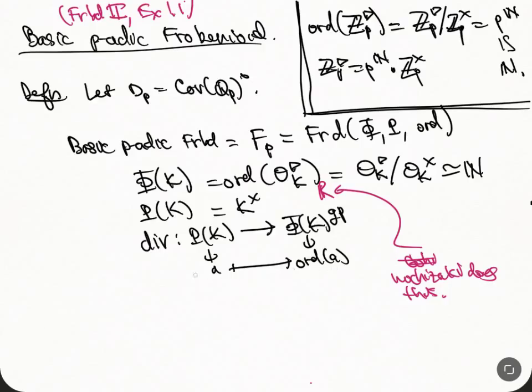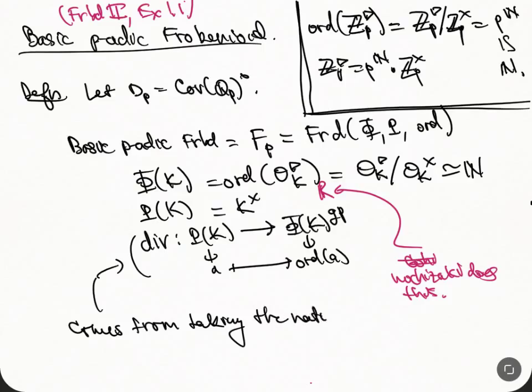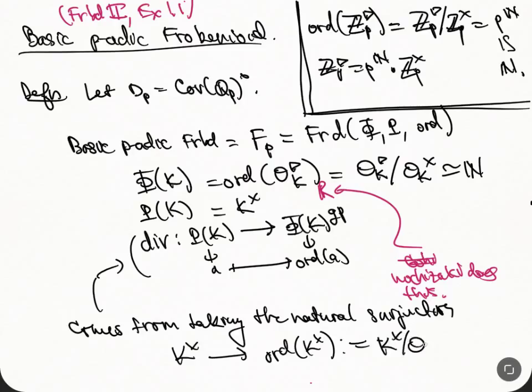Oh, let me describe this map. I should also say that this map here comes from taking the natural surjection here to, which is defined to be K star mod K star. Okay, so the value groups are always going to be multiplicative here.